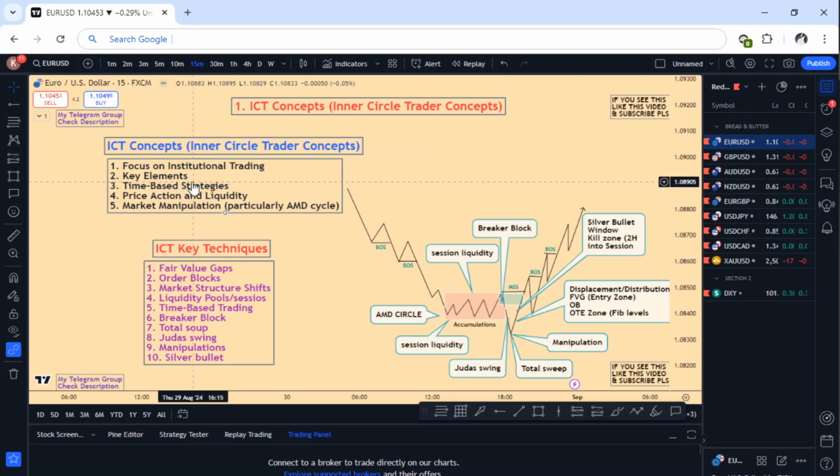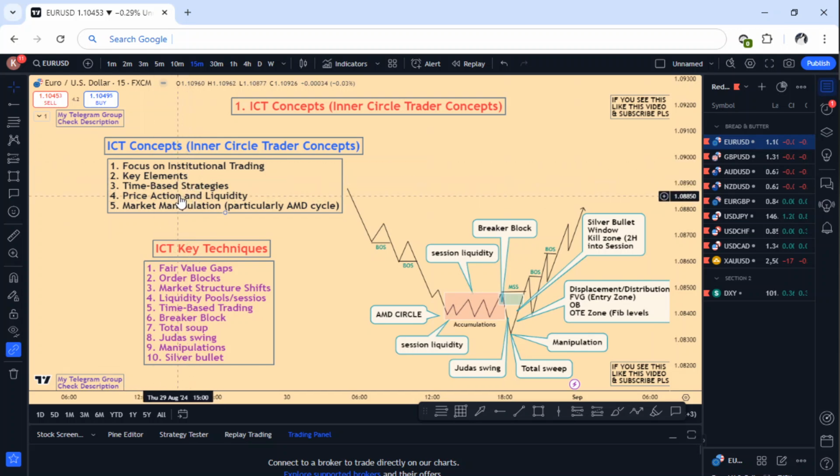Now what about its time-based strategies? So ICT concepts often involve trading at specific times of the day when institutional traders are most active, and examples of such are London Open, New York Open, and let's say the Asia Close and Frankfurt. Now this approach aims to align with the natural rhythm of institutional trading activity.